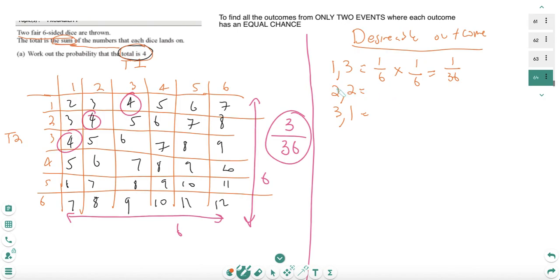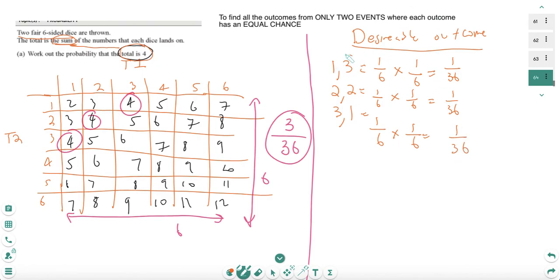Same thing here. What's the probability of rolling a 2 on a dice? Well, it's 1/6. What's the probability of rolling a 2 on the second dice? Well, it's also 1 out of 6. And to find the probability of getting a 2 and then a 2, we're going to multiply, okay? So 1/6 times 1/6 is 1/36. And then, what's the probability of rolling a 3 on a dice? Well, it's just 1 out of 6. What's the probability of rolling a 1 on a dice? Well, it's just 1 out of 6. So the probability of rolling a 3 and then a 1 is multiply, so 1 out of 36.